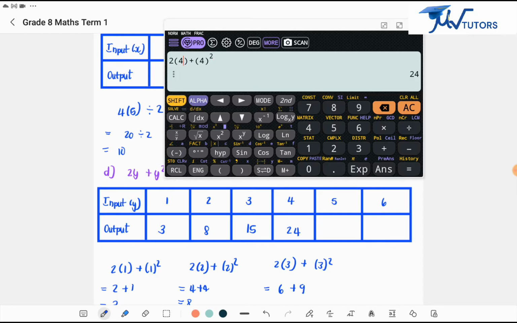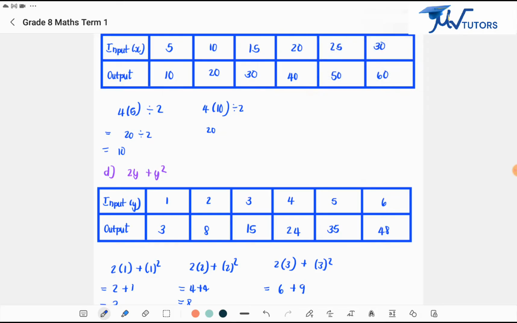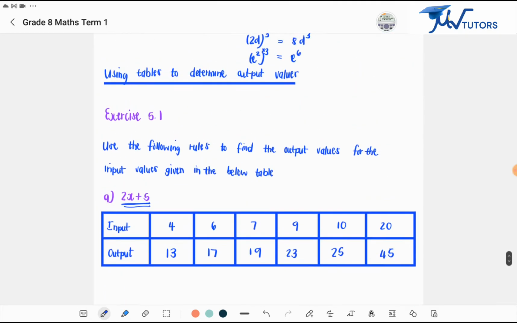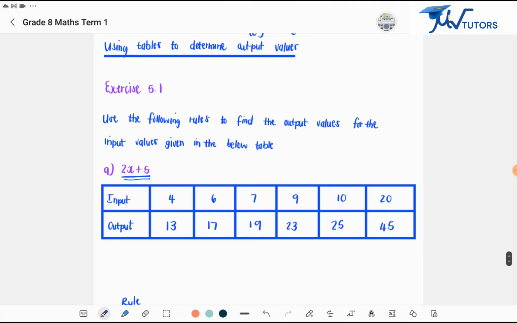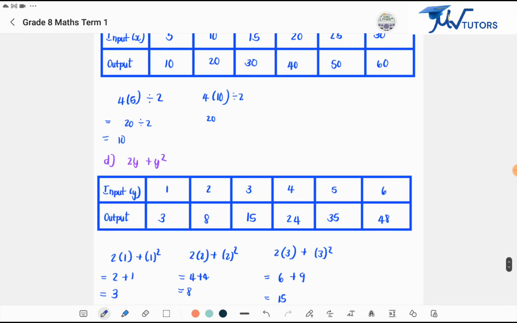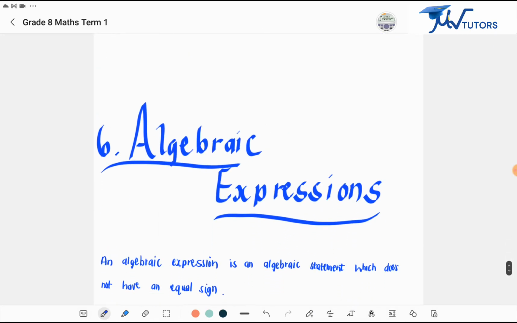And then if we put 5, it's basically going to be 35. And then if we put 6, it's basically going to be 48. Okay, now you guys are ready to try this on your own, right? You can definitely do this. This is a nice way of representing a function and the rules to see how we apply them. All right, and next we're going to look at algebraic expressions.